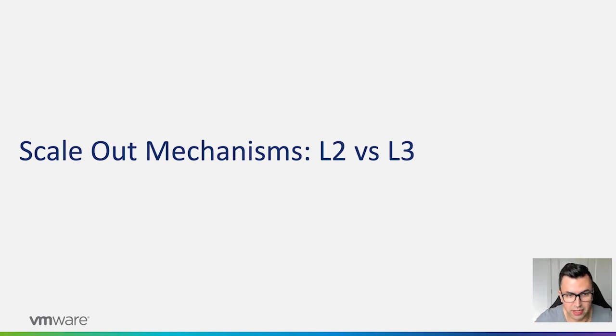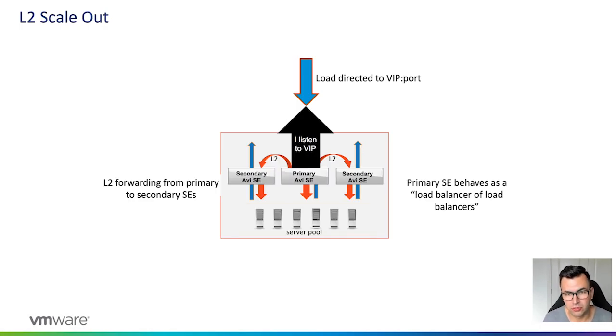Let's switch gears now and talk about the scale-out mechanisms, L2 versus L3. So far, when we have talked about HA active-active, we've been talking about L2 scale-out. In L2 scale-out, we have a combination of virtual IP and port, and that is placed on the primary SE. That VIP can only be advertised from one of the primary SEs. So what happens? The primary SE creates L2 tunnels to the secondary service engines, and as it gets the traffic, it will determine if it will be itself processing the traffic or is going to offload it to a secondary SE.